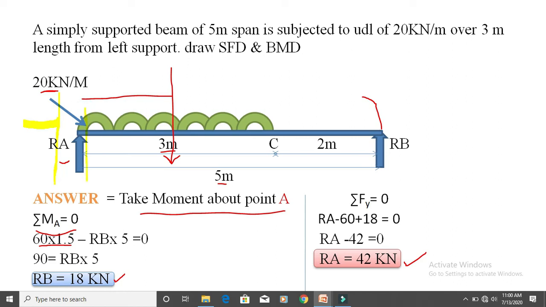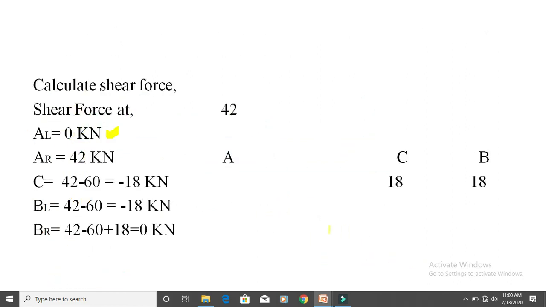Now you see left of that line there is only one force, which is the RA force, and that RA force is going in upward direction. So consider the value of RA only. The value of RA is 42 kilonewton, so right here 42 kilonewton.